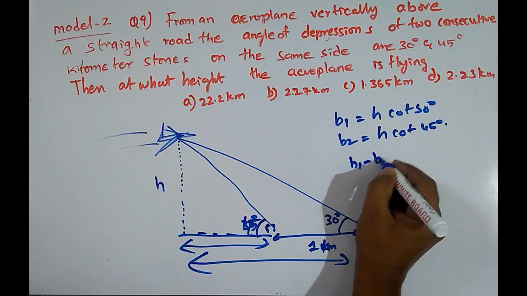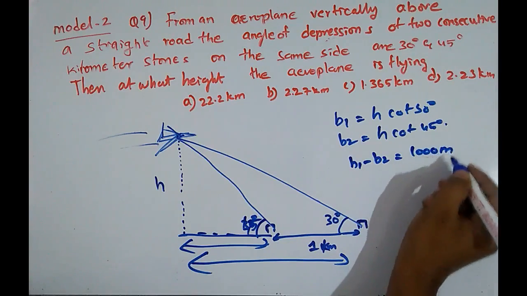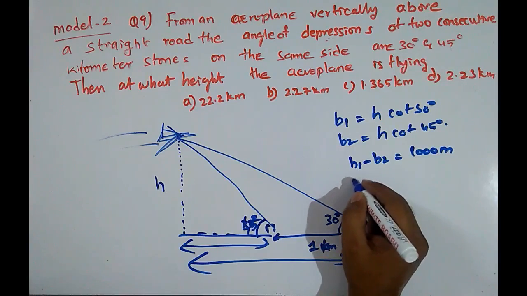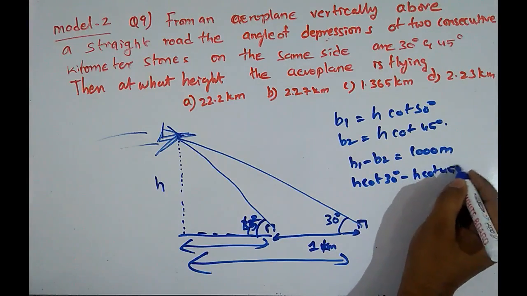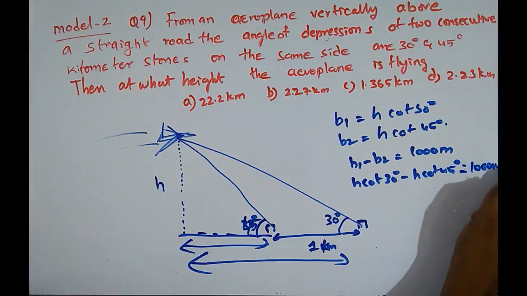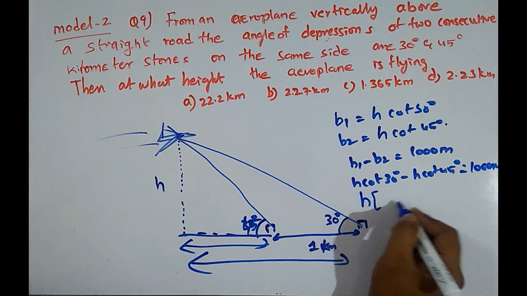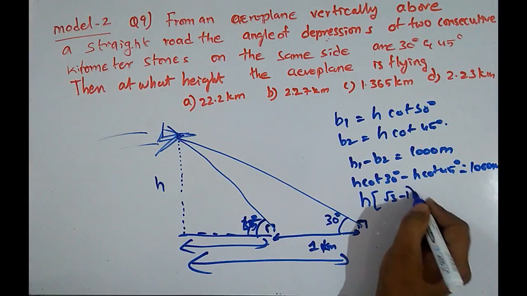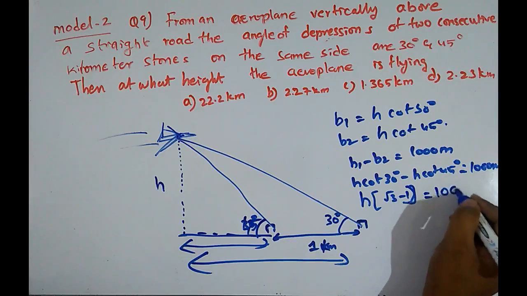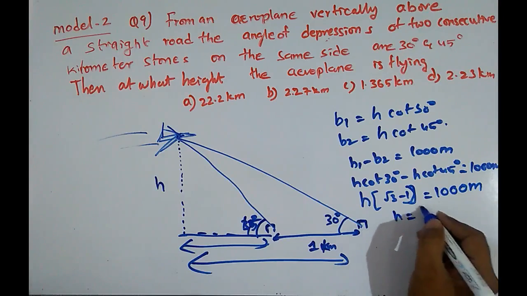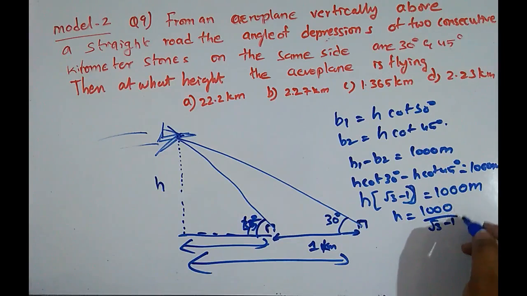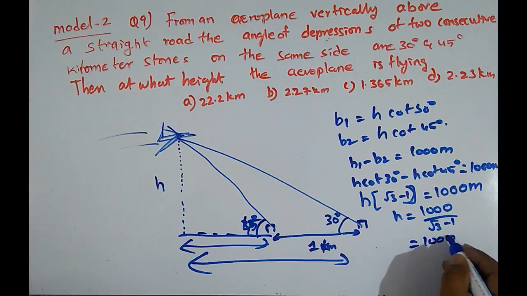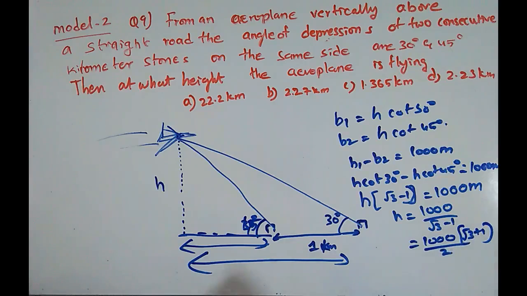So base 1 minus base 2 is given by 1000 meters, that is h cot 30 minus h cot 45 degrees equals 1000 meters. So taking h as common, cot 30 is root 3, minus 1, equals 1000 meters. h is equal to 1000 divided by root 3 minus 1. Again, after rationalizing, we will get 1000 divided by 2 into root 3 plus 1, friends.